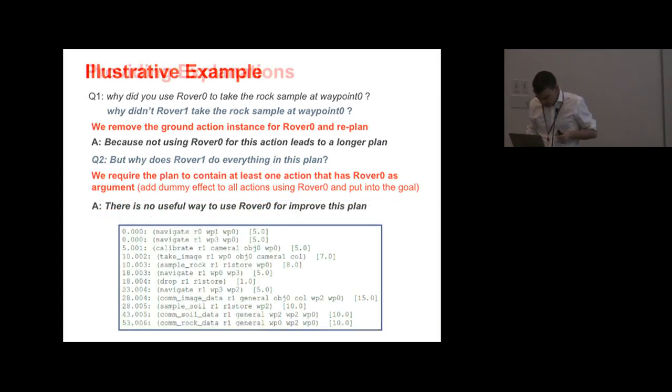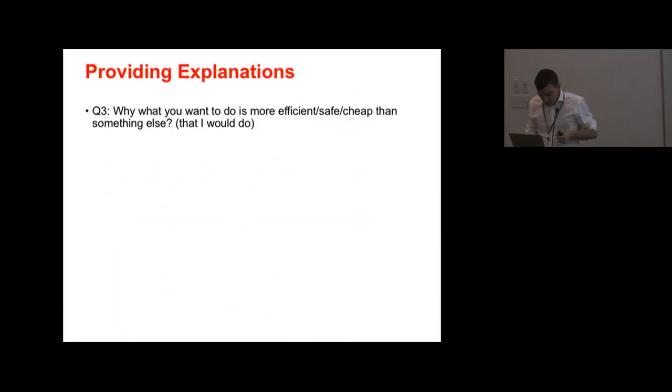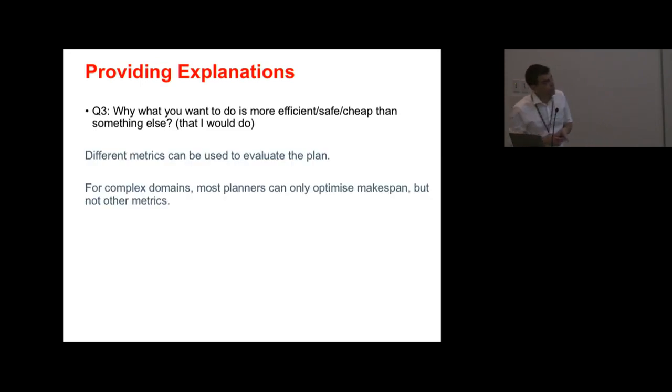Just to point now at some techniques. There are open questions, but there are not so many solutions to explainable planning. I'm just touching on which techniques we could leverage in the planning community to address these questions. What you want to do is be more efficient, safe, cheap, and so on. The idea here is that different metrics can be used to evaluate the plan.